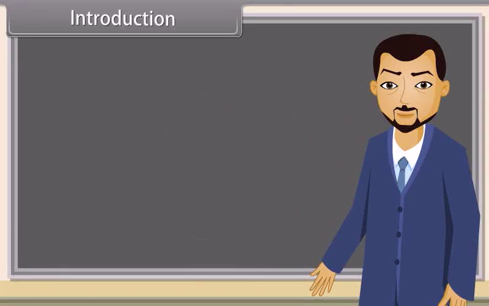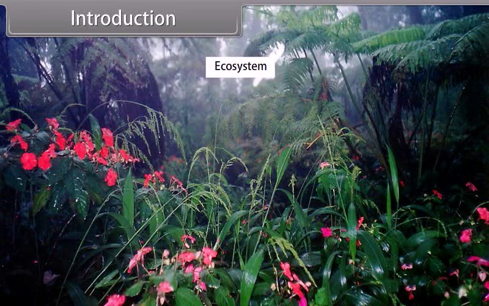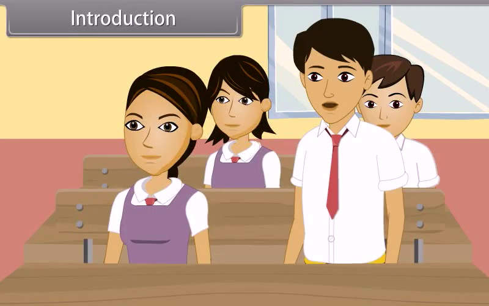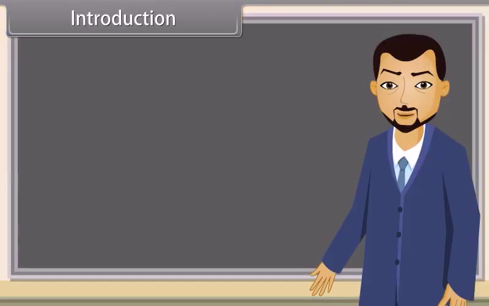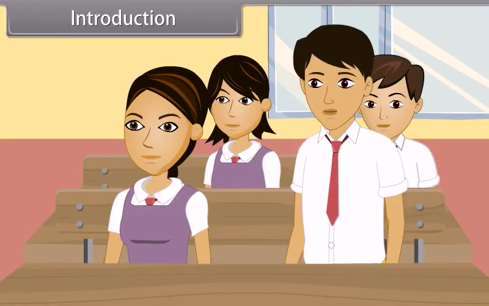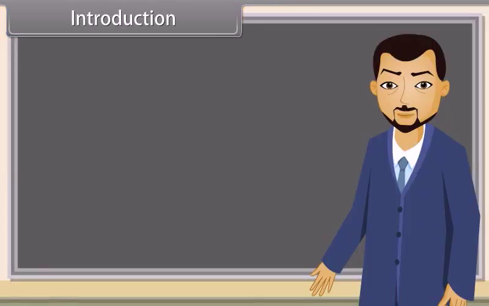Introduction. Students, today we will learn about ecosystem. Okay, teacher. Anybody knows what is an ecosystem? Yes, teacher. A system that includes biotic factors and abiotic factors functioning together as a unit. Very good. What do you mean by biotic factors?